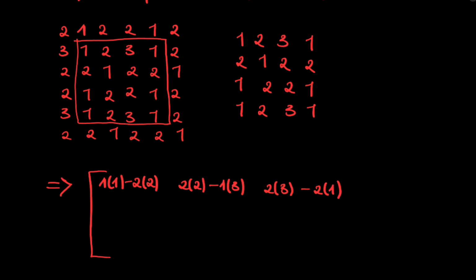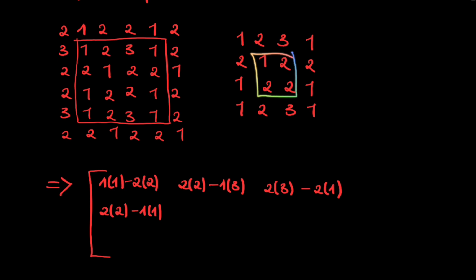Now we take the next 2 by 2, which is this one. The determinant here is 2 times 2 minus 1 times 1. We write it down. So here I'm taking them according to their positions, so I'm not putting them in this order.